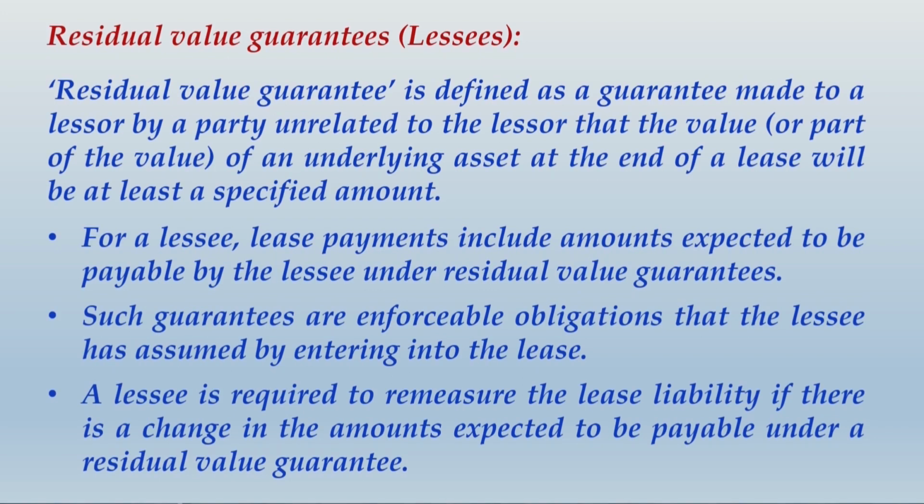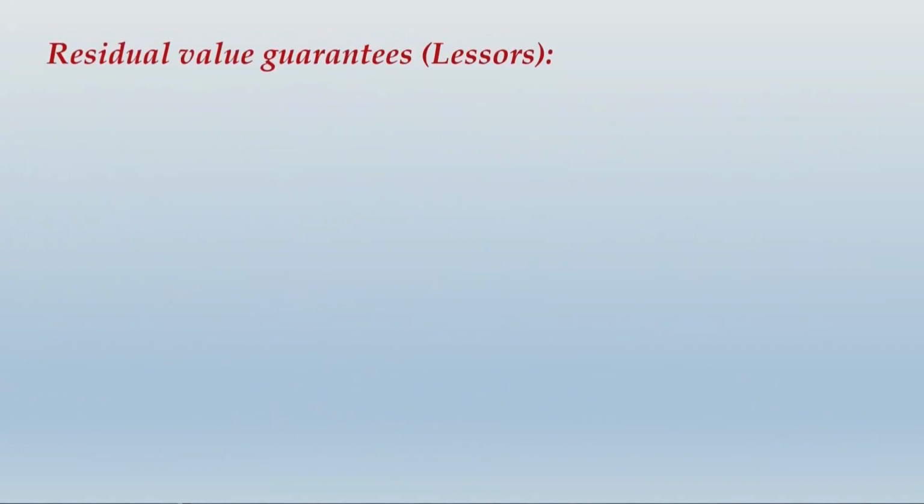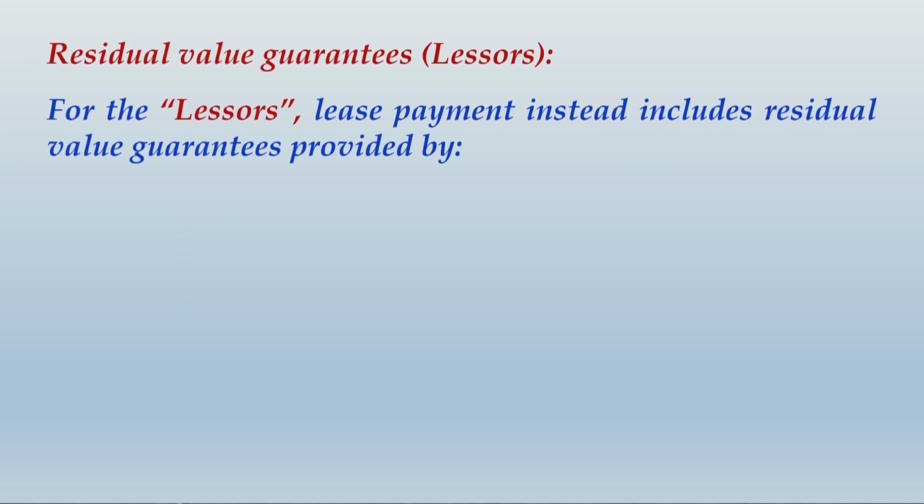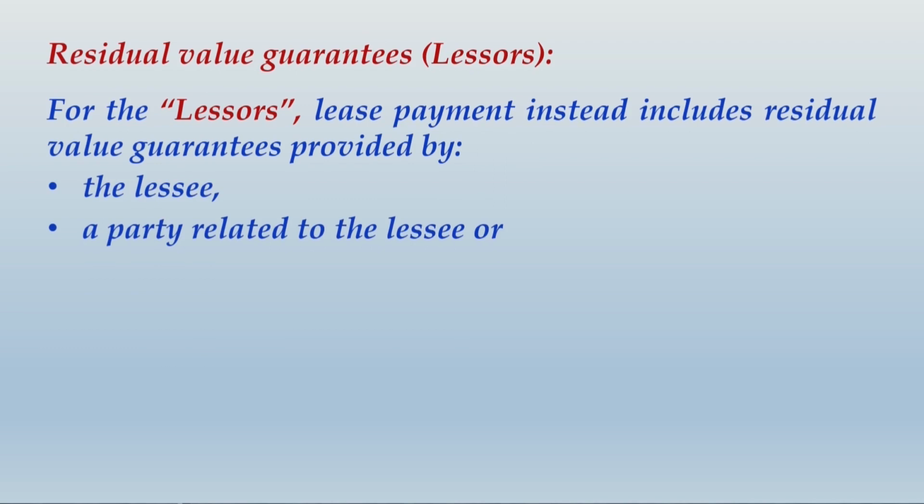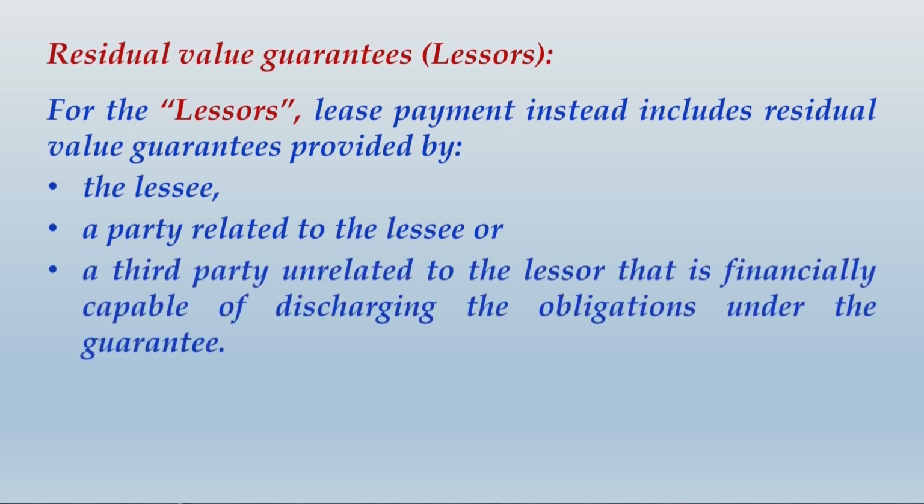Alright friends, you would have finished writing this whole thing about the lessees. Let us move ahead and write up something about the lessors that we have discussed. So residual value guarantees from the viewpoint of the lessors. For the lessors, lease payment instead includes residual value guarantees which could be provided by the lessee or a party related to the lessee or a third party unrelated to the lessor that is financially capable of discharging the obligations under the guarantee. So friends, quickly take note of this and then we shall apply these concepts in solving certain questions.